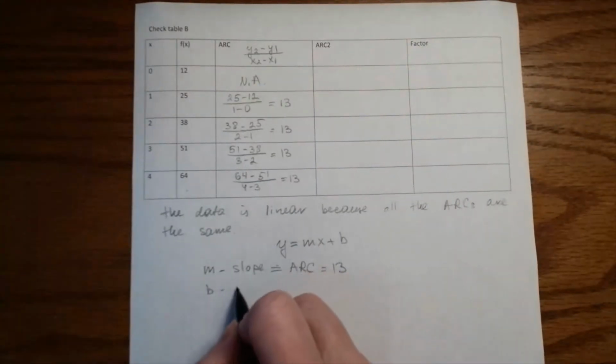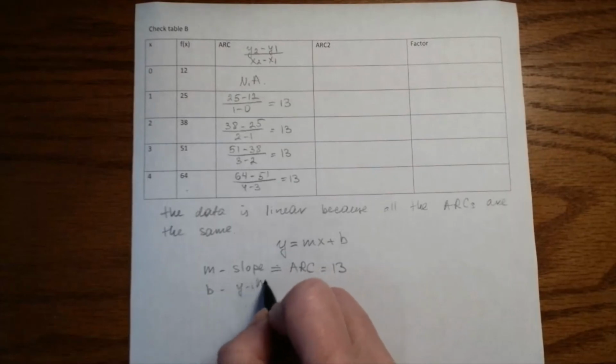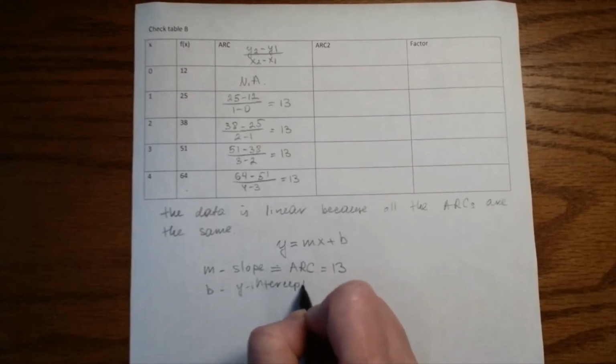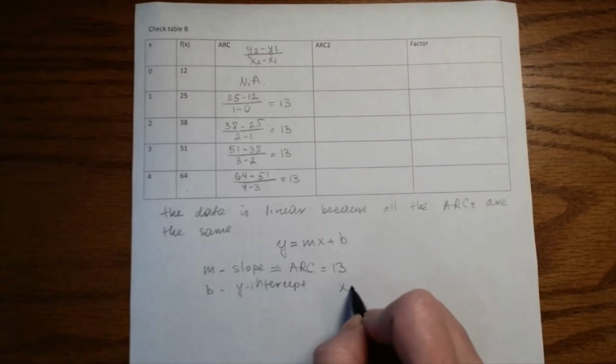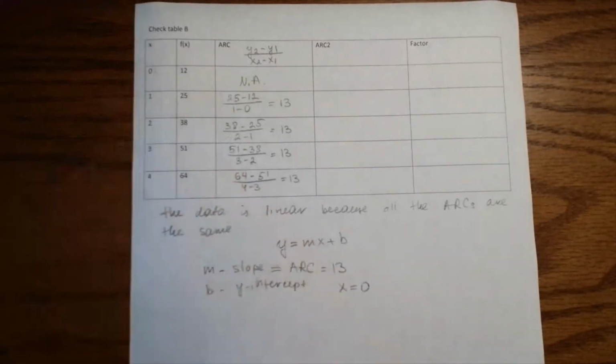b is the y-intercept. When x is equal to 0, it's given to us in our table. b is equal to 12. So substitute m and b into the equation. And this will be our final answer.